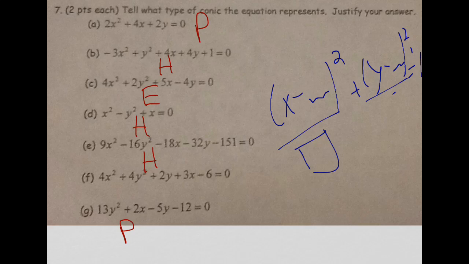So this guy, that box, and that box. Well, since I've got a 4 here and a 4 here, whenever I divide by whatever I divided by to get this 1 over here, this number and this number are going to be the same. Which means that I actually get a circle. That's all.